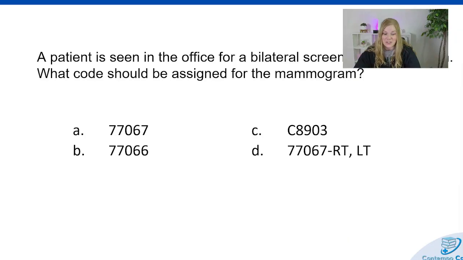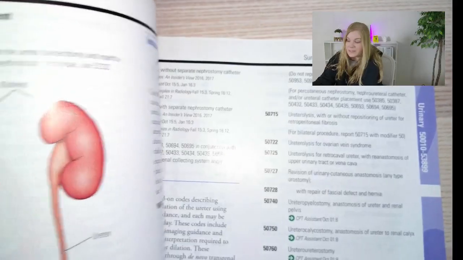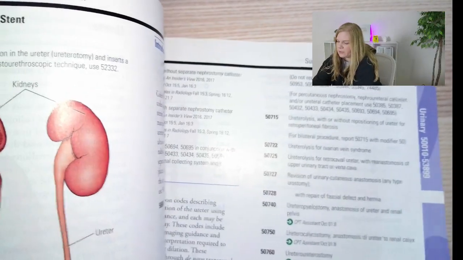Let's start with this question. It says, patient was seen in the office for a bilateral screening mammogram. What code should be assigned to the mammogram? This is a procedure, so we're going to want to be in our CPT book. So we can try starting out in the index and looking under mammogram.